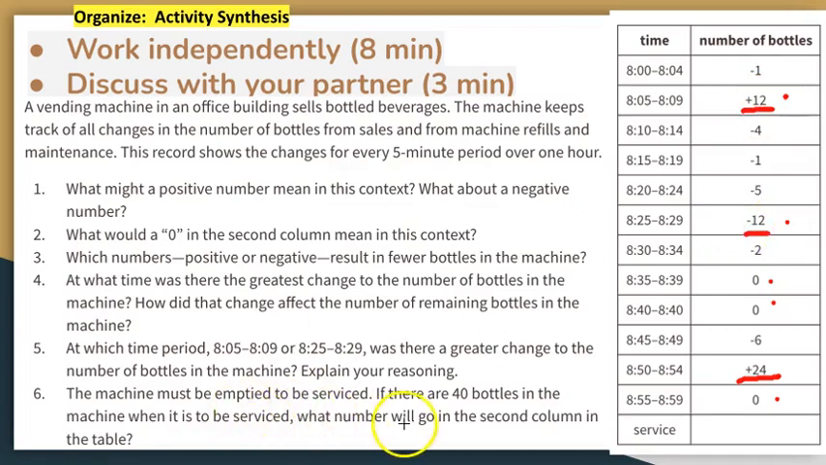Machine must be emptied to service. If there are 40 bottles when the machine is serviced, what number will go in the second column on the table? Wouldn't it be negative 40? Because if we've got to clear everything out to be able to service it, then you're going to remove the 40 bottles. Okay.